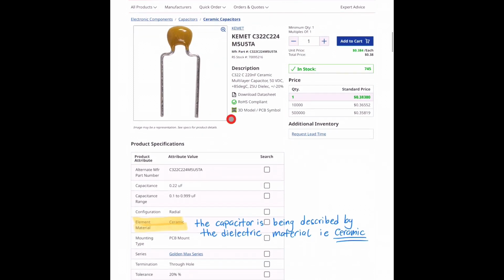And let's look at some fixed capacitor types. So this capacitor is being described by the type of dielectric material. When you look at here, it says element, material, ceramic. So it means that this is a ceramic. All right. So we can describe the capacitor by fixed type or variable type. And we can also describe it by the type of the dielectric material or insulation between the plates.